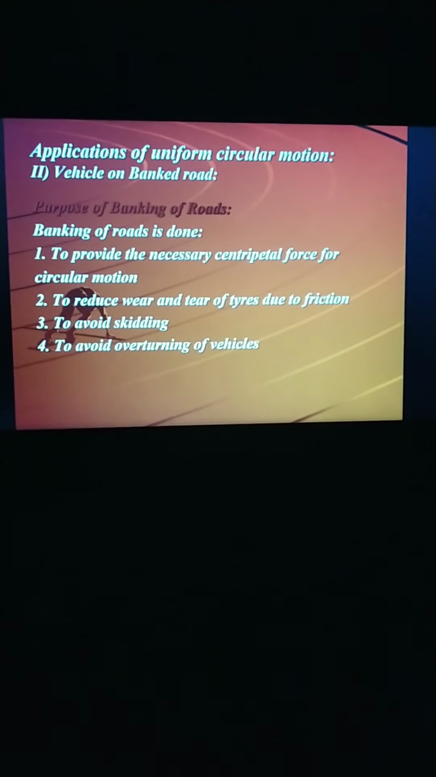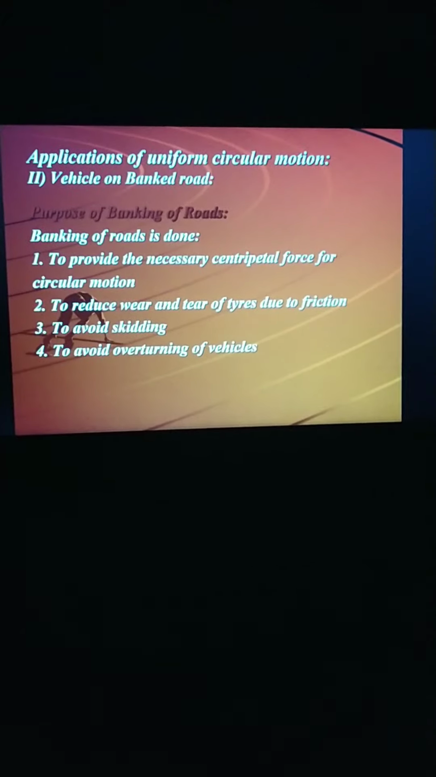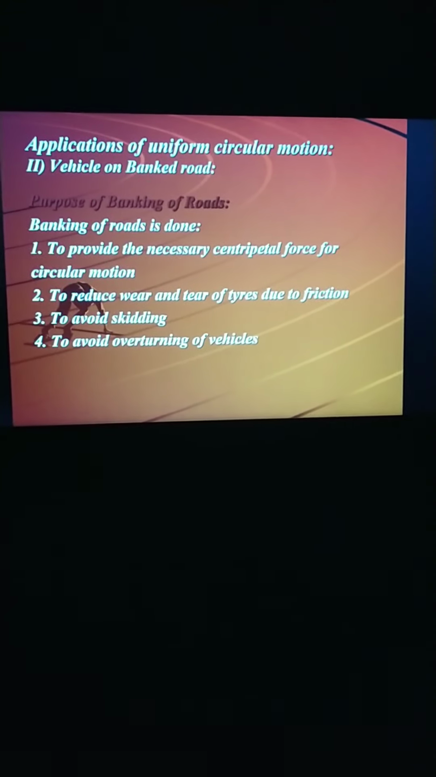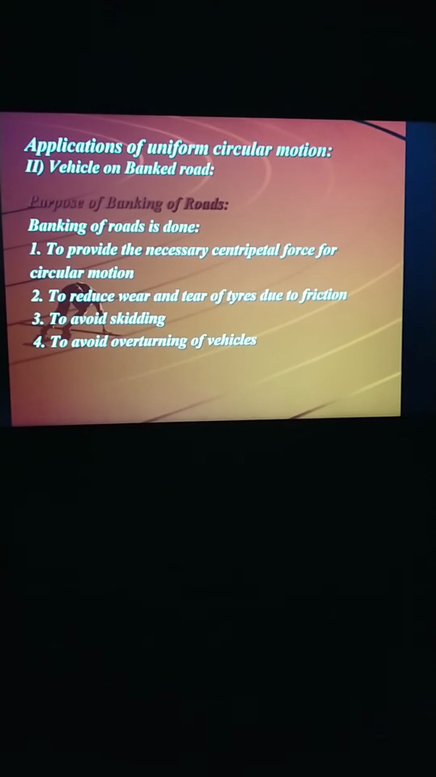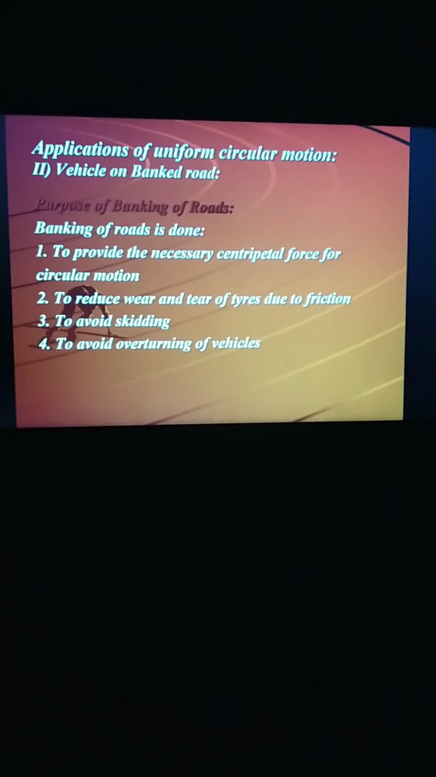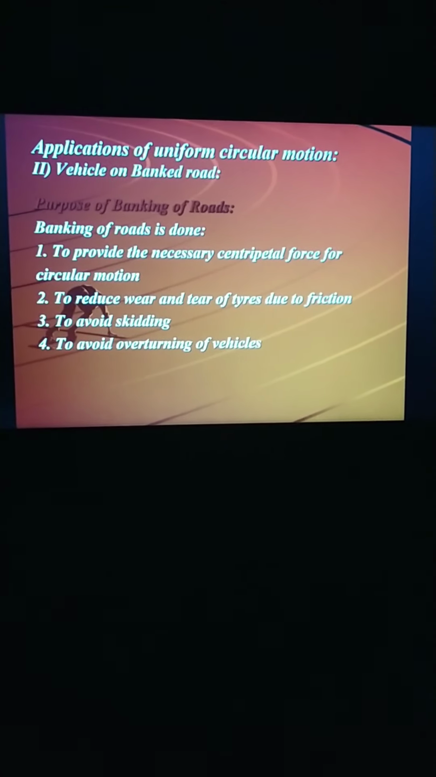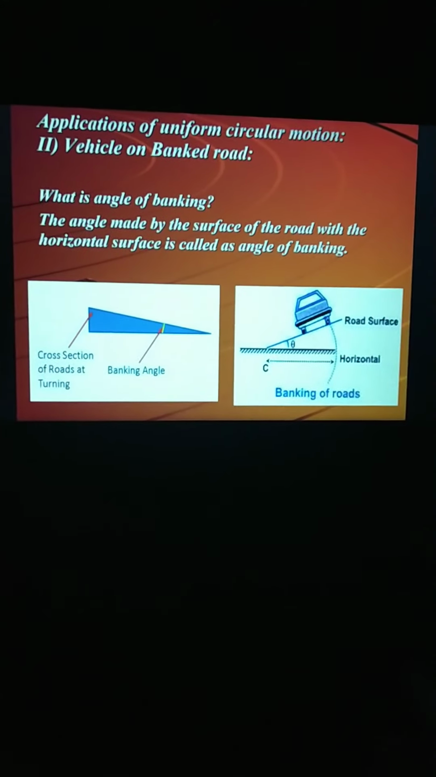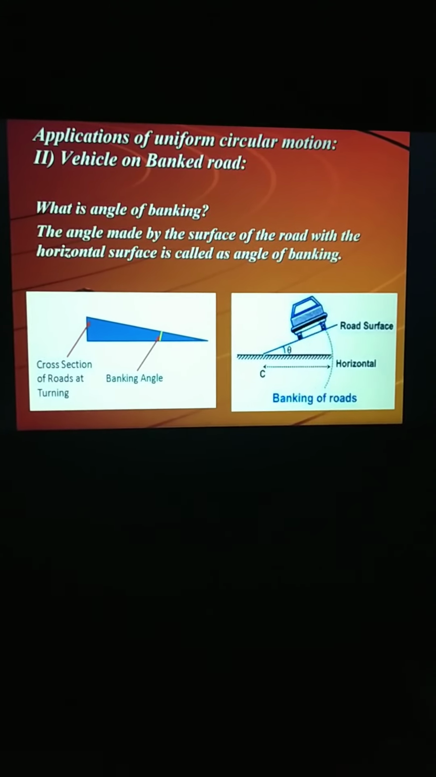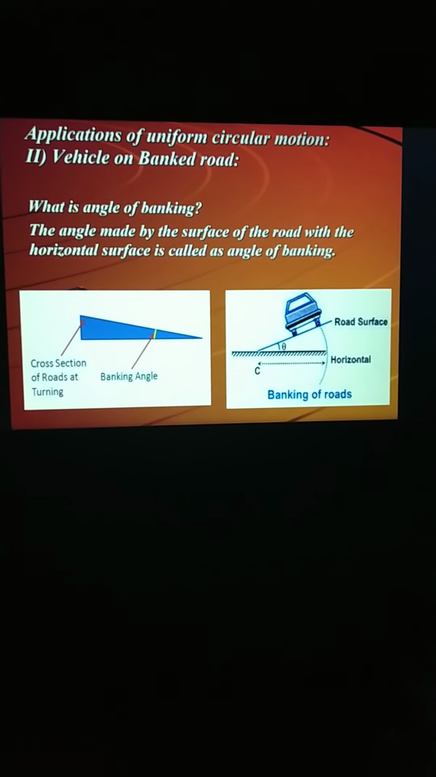Now, why are we doing this banking of road? The purpose is to provide the necessary centripetal force for the circular motion, to reduce the wear and tear of tires, to avoid skidding, and to avoid overturning of the vehicle. That is all. The thing is that you are excluding mu s, the coefficient of static friction, from the expression. So what you will do is banking of road.